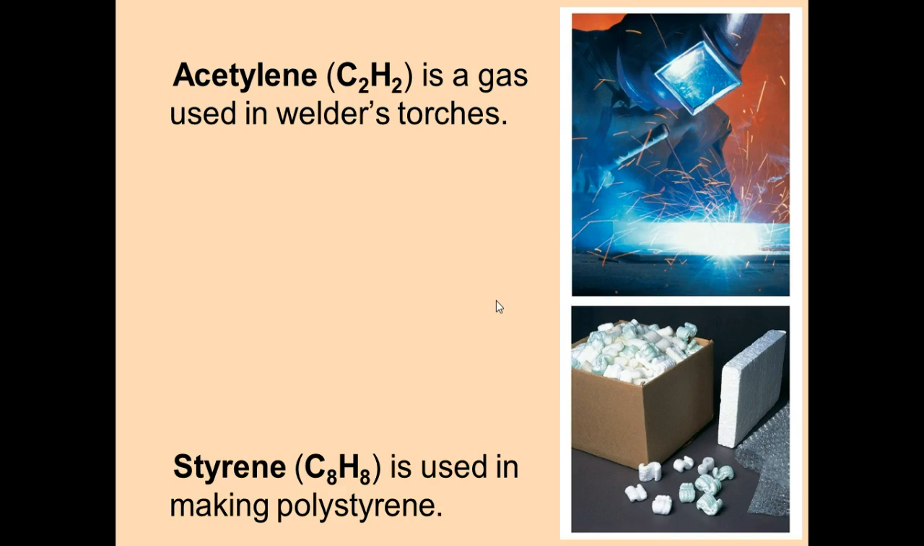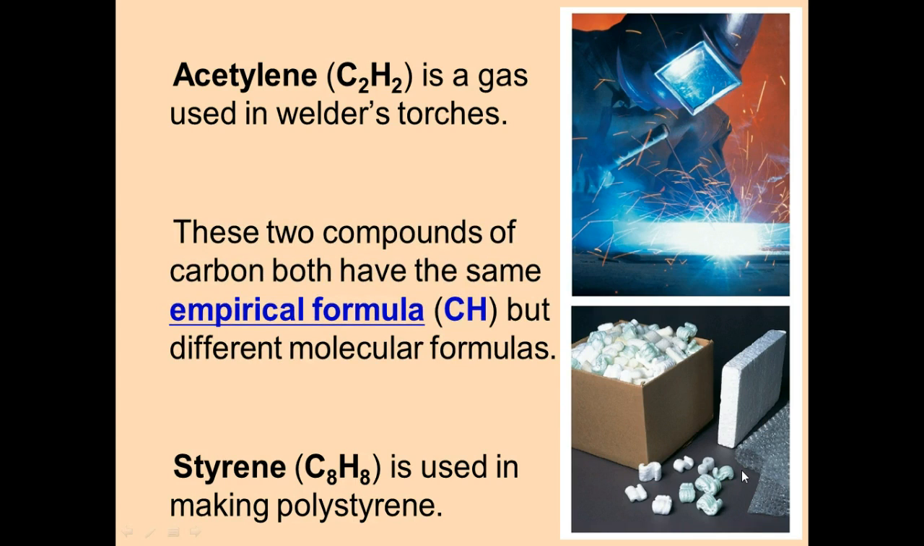And so here we have two different compounds. We have acetylene, which is C₂H₂, a gas used for welding torches. And then we have styrene, which is C₈H₈, used for making polystyrene or packing peanuts. These two compounds have the same empirical formula because the ratio of carbons to hydrogens is always the same. So the empirical formula is CH, but they have different molecular formulas. See how one has 2 carbons and 2 hydrogens, but this one has 8 carbons and 8 hydrogens. So they have different molecular formulas, but the same empirical formula.